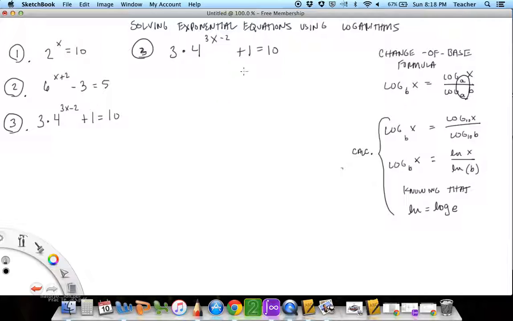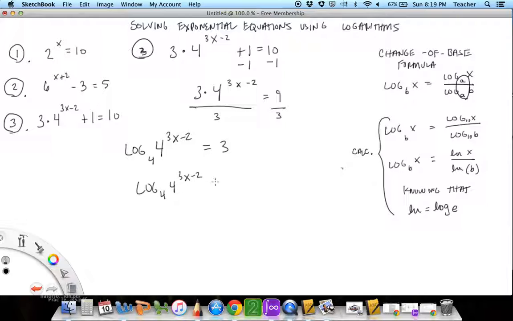And here we go. First thing I want to do is isolate the exponential function. By doing so, now I have this 3 times the exponential function. To get rid of the 3, I just divide both sides by 3. So now I have 4 to the 3x minus 2 equals 3. And now we're at this exact same situation we've been in all these problems, where I'm going to take both sides to log base 4. So let me rewrite that: log base 4 of 4 to the 3x minus 2 equals log base 4 of 3.